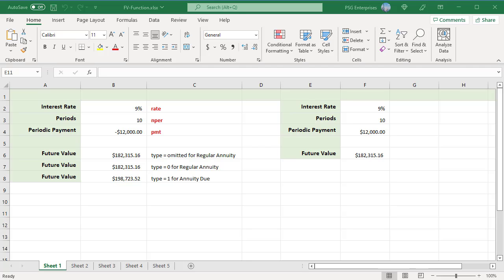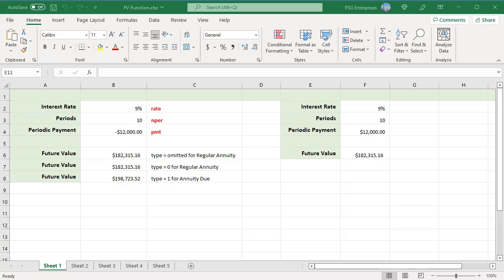FV is an Excel financial function that returns the future value of an investment based on a fixed interest rate. FV is used to determine how much the investment will be worth at the end of the given period if there are regular and constant deposits at fixed interest rates. An annuity is a series of equal cash flows spaced equally in time.